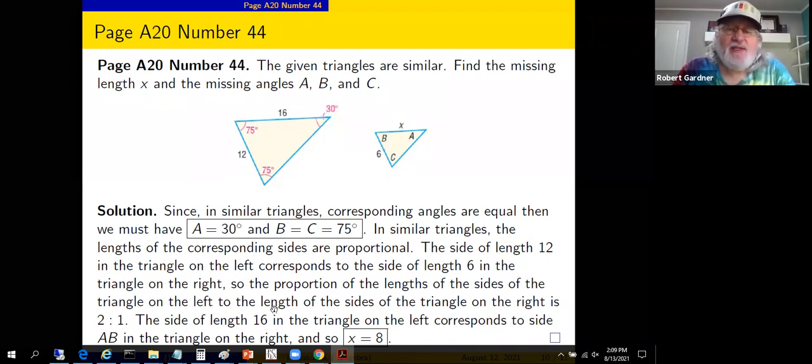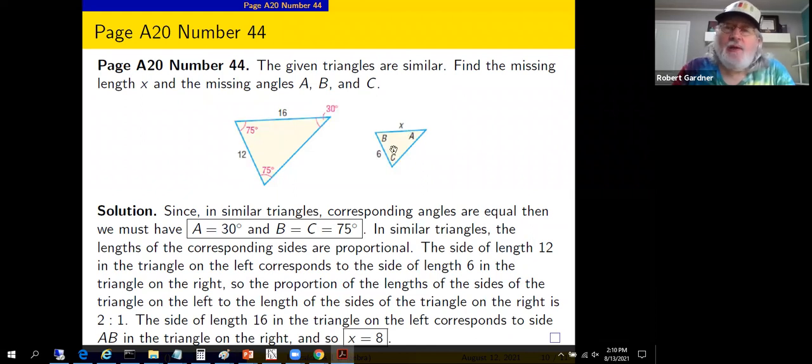So the side of length 16 in the triangle on the left corresponds to the side of length x on the right. That ratio of 2 to 1 tells us this must be half of that. So x itself must be 8 units. They didn't tell us what the units are. So there it is described in terms of proportions.